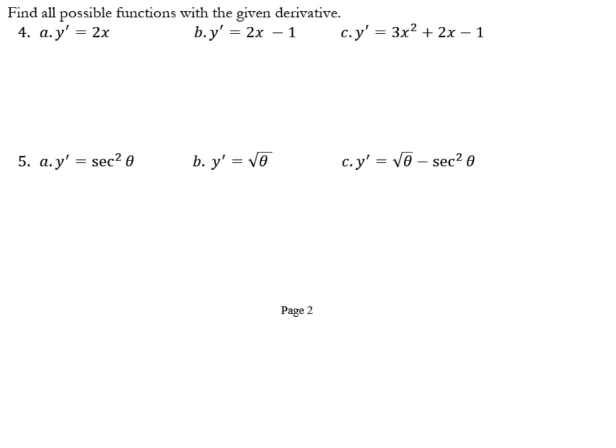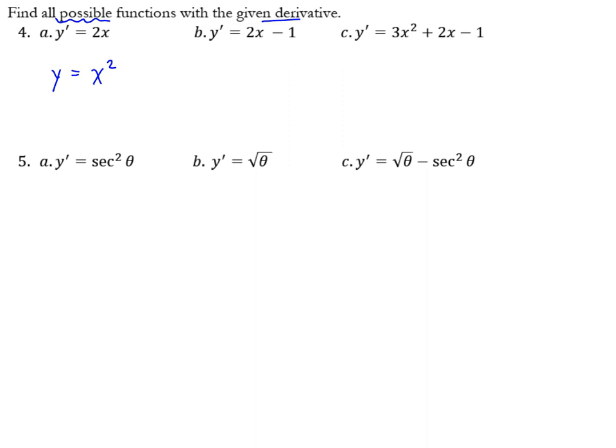Find all possible functions with the given derivative. So this is really touching on what we'll be doing in the next chapter. If we have a function whose derivative is 2x, what function was it? What did we differentiate to get to 2x? And the answer is x squared. And you can check mentally, the derivative of x squared is, in fact, 2x.